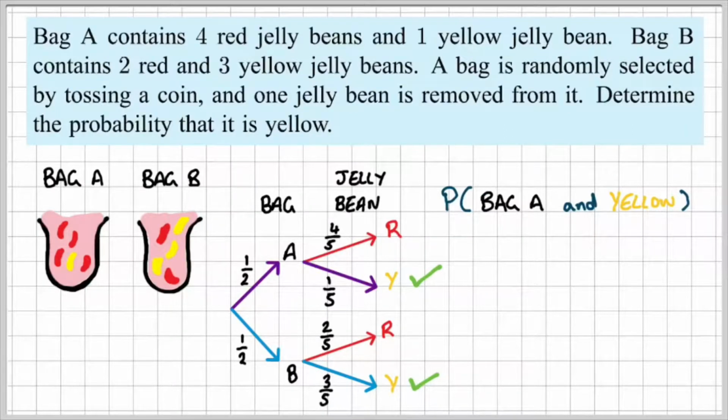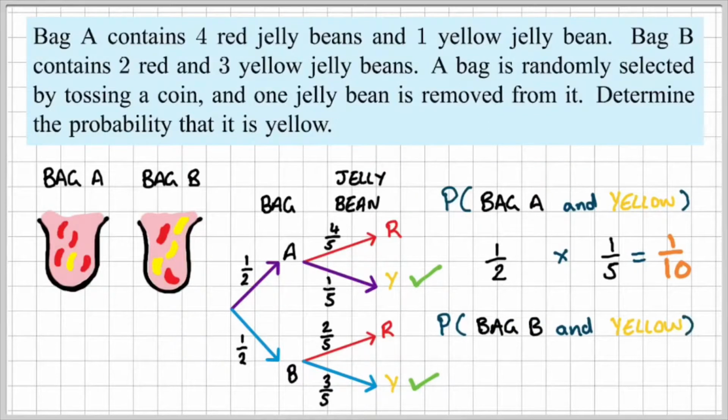So we know that bag A is a 50% chance because it's a coin toss, and then getting a yellow jelly bean would be 1 out of 5 because there's only 1 out of 5 possible outcomes in that bag. So 1 times 1 and 2 times 5 is 1 over 10. So we have a 1 in 10 chance of getting a yellow jelly bean from bag A. And for the probability of bag B and a yellow jelly bean, well, we have a half times 3 over 5, which is a probability of 3 over 10.